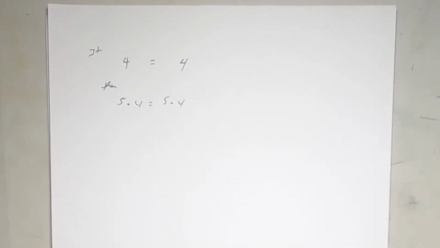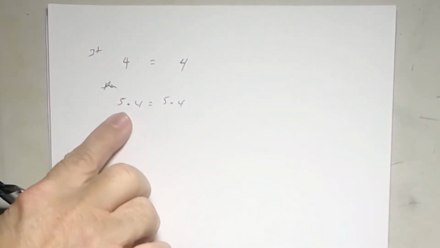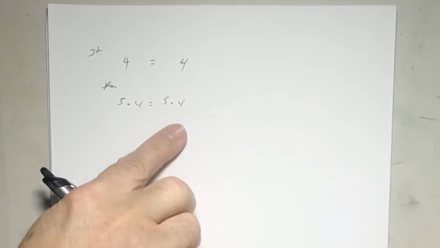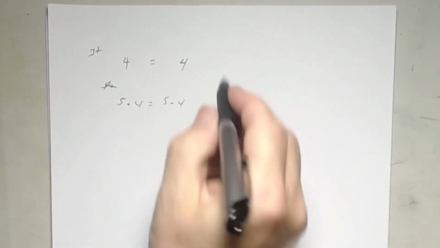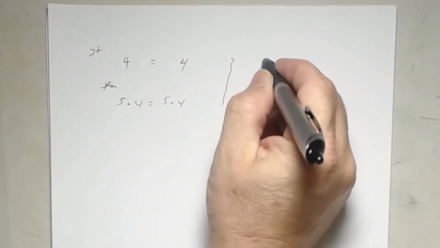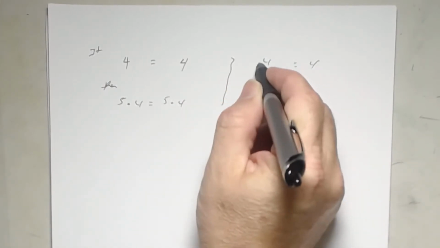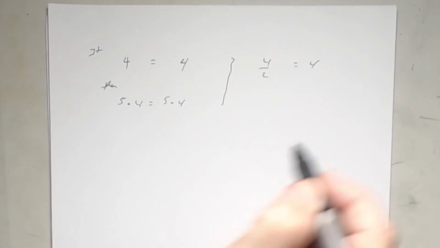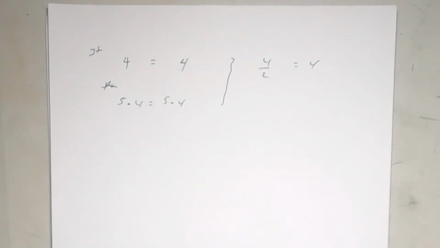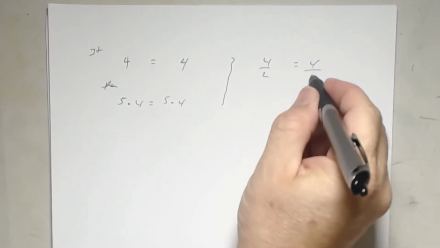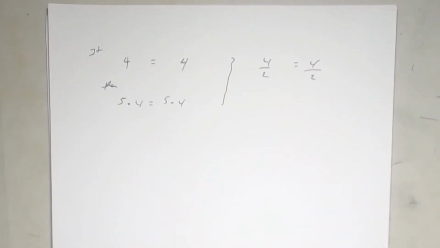A while ago, if you add or subtract something from one side, you have to do it to the other. Here I'm multiplying a side by a number. I've got to do what to the other side? Multiply that as well. Okay. I could have also done this. 4 equals 4, so I could have said divide by 2. If I divide the left side by 2, I've got to also do what? Divide the other side by 2.